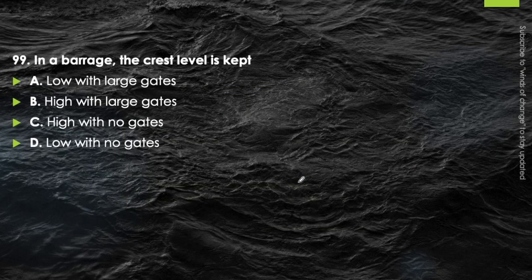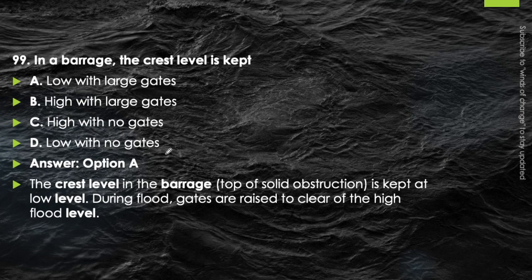Next question. In a barrage, the crest level is kept low with large gates, high with large gates, high with no gates, or low with no gates. Think about it. In a barrage, there are gates provided above the crest level to change the level of the water at the upstream end. Here the answer will be low level with large gates.